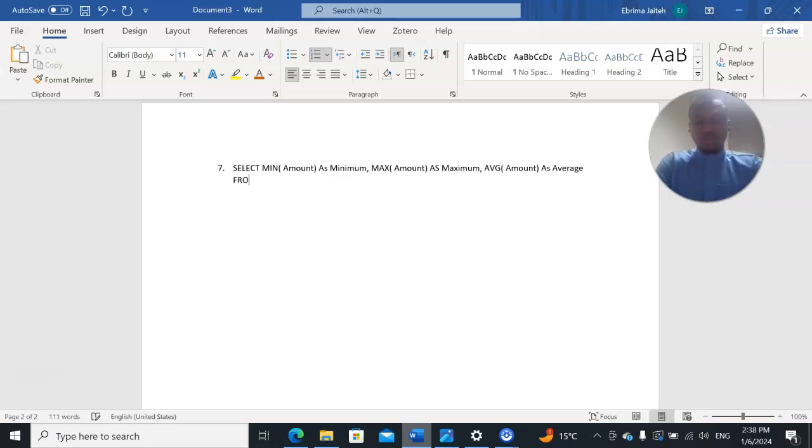Okay, from which table are you selecting this? From customer table. Sorry, amount is found on the product table. So we are getting this information over this amount from the product table. I think this point is clear, right?